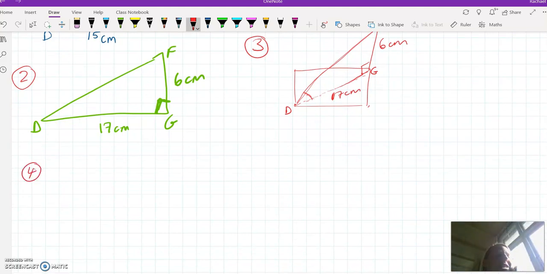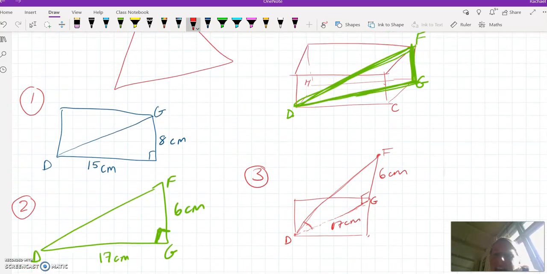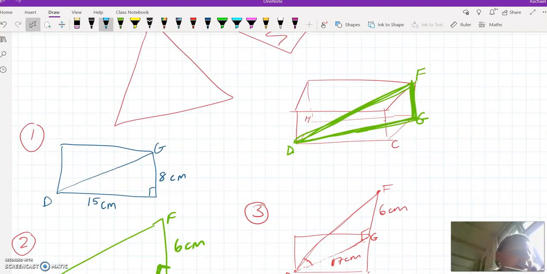Okay, let's look at number 4. The last question is the angle between the plane HFD. So let's look for H, F, and D. Let's use a different coloured pen. F to H to D. If that makes a plane, that is a triangle. There's only 3 letters involved. So it is a triangle.